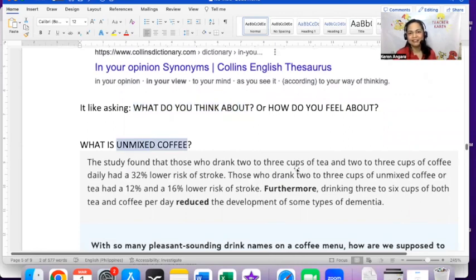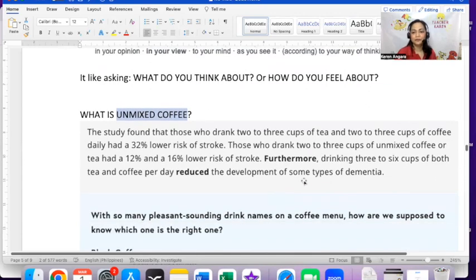So another example of a trap question in terms of definition of terms would be, what is unmixed coffee? It was also a bit confusing to me because there are no definition of terms, but if you base it on context clues, unmixed coffee would just be coffee and water, coffee and hot water. So no sugar added, no cream added. It's also in the article, those who drank 2 to 3 cups of unmixed coffee had a 12 to 16% lower risk of stroke. Because imagine if it's mixed coffee, you add sugar, all the cream are there. I don't think you would have a lower risk of stroke, right?